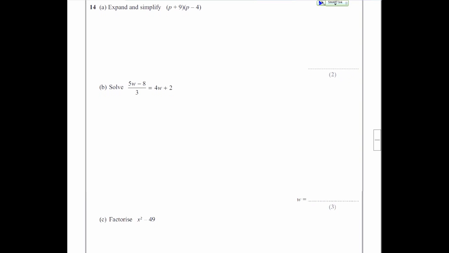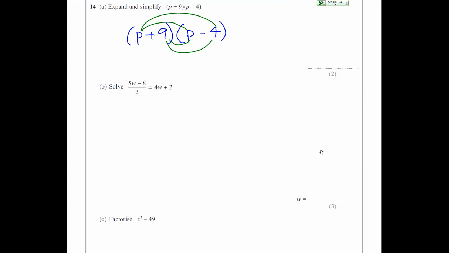Question 14. And we've got some algebra to try. Expand and simplify. If you've seen some of my algebra videos on YouTube, you will have seen my banana method. I expand double brackets using a banana drawn on. All this banana does is it makes sure we multiply everything in the first bracket by everything in the second bracket. And that's what brackets make us do.